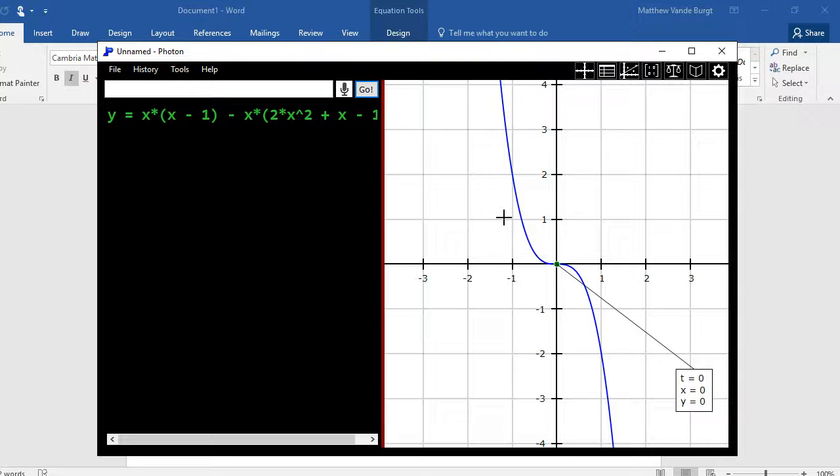So there you are for x-intercepts, minimums and maximums, and then inflection points as well.